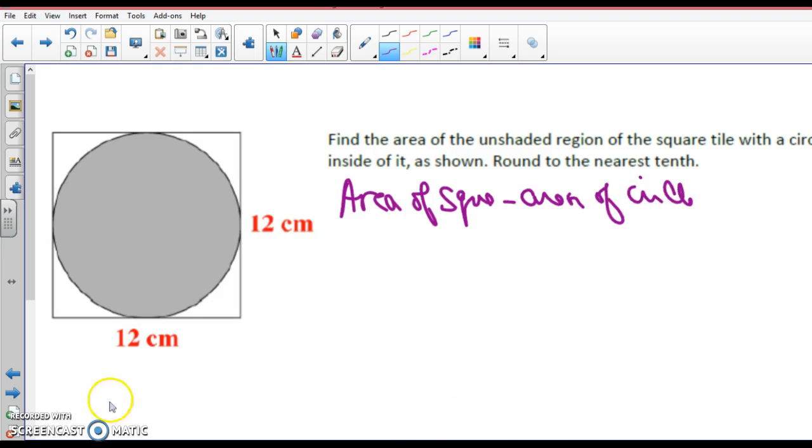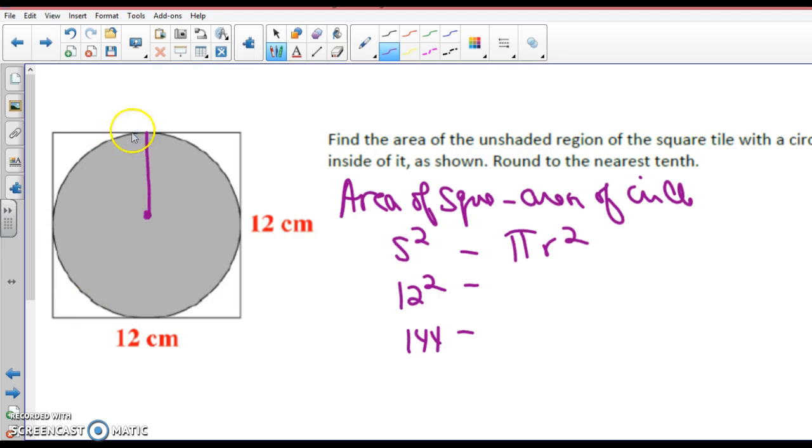So, area of square is either length times width or side squared, minus the area of the circle, pi r squared. So, our side is 12. It's going to be 12 squared, which is 144. Now, my radius. If I draw a radius here, isn't this whole thing 12? Because this circle goes from here to here, that's 12. So my radius is going to be 6. So it's going to be 3.14 times 6 squared.